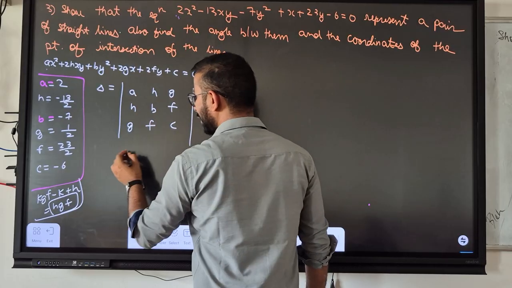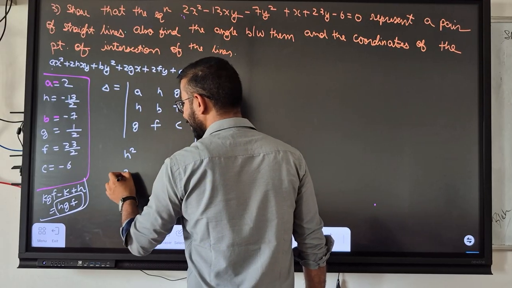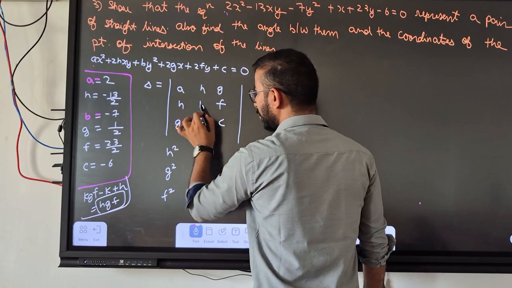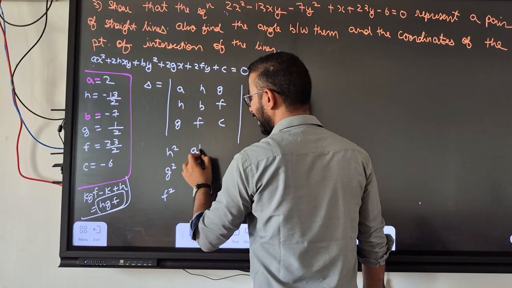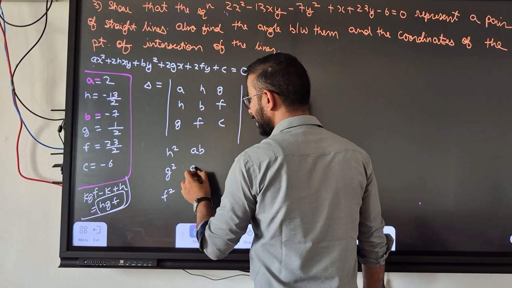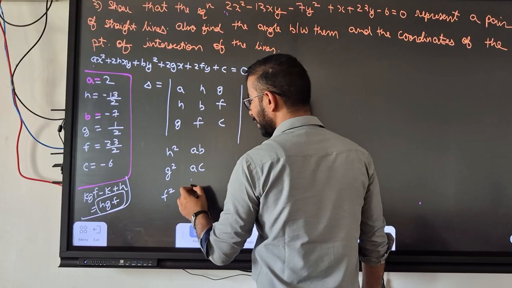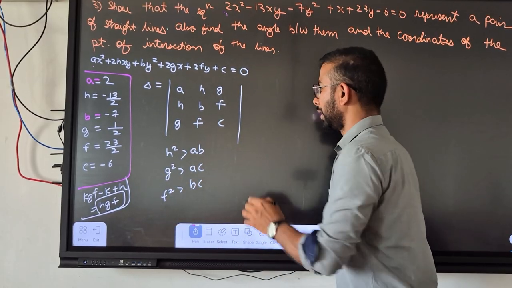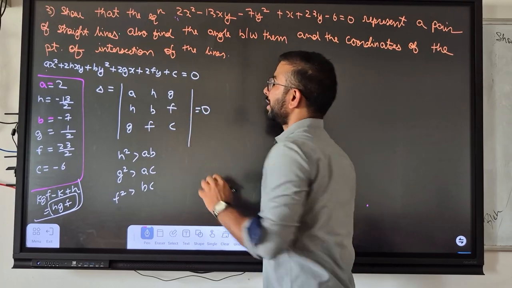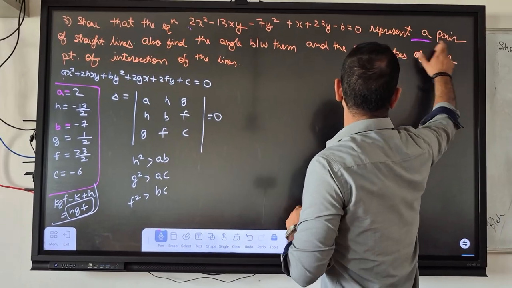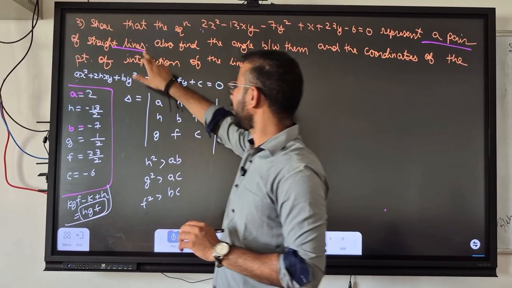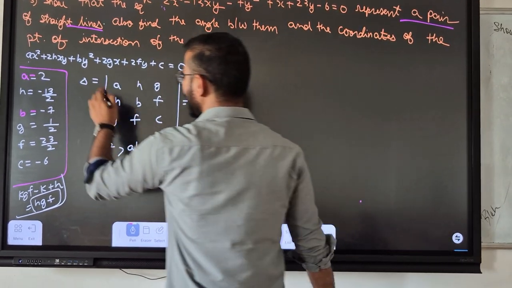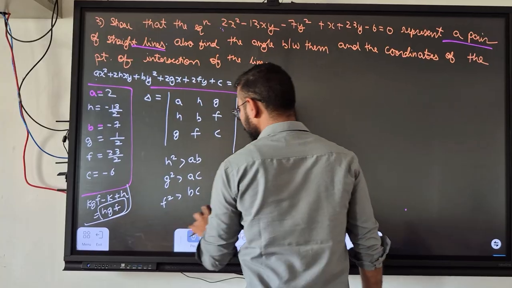Number 2 condition, this HGF, just square them. H square, then G square, then F square. Then it is done. Now take first 2, then it is AB. First 3, then it is AC. Then take this 2, it is BC. These are the conditions which you need to prove, like equal to 0. What they are saying, show that this equation represents a pair of straight lines. How to prove? These are the 4 conditions you need to prove. This is what we'll be using right now.